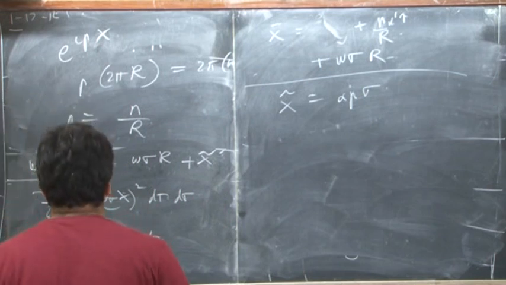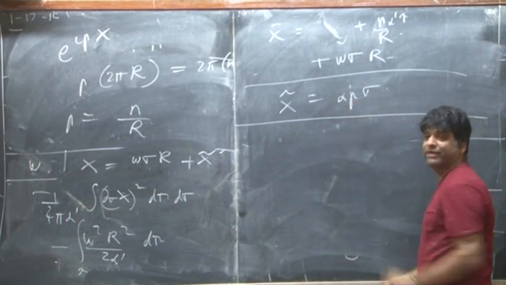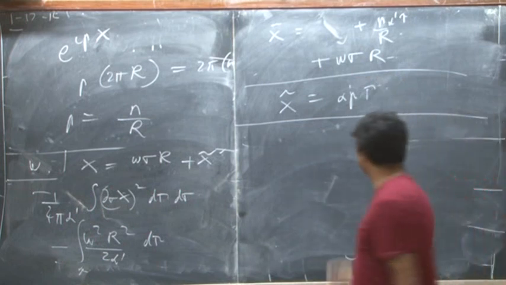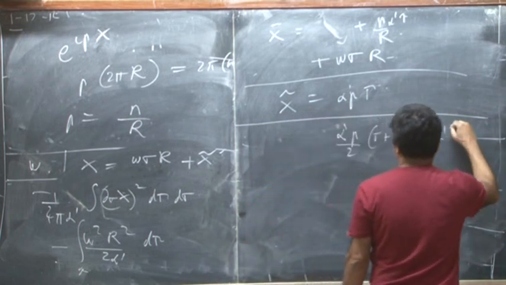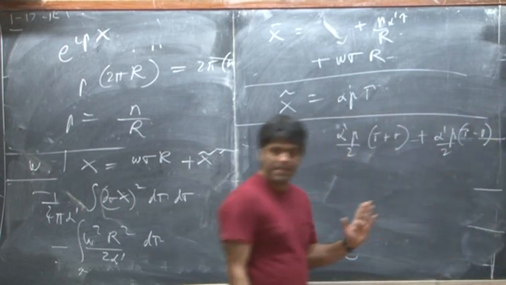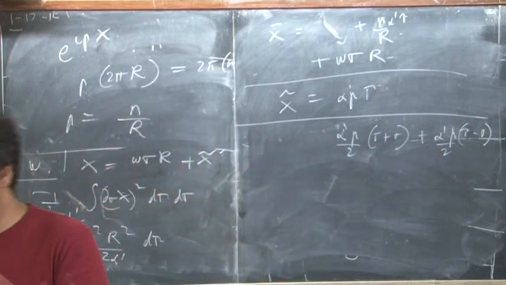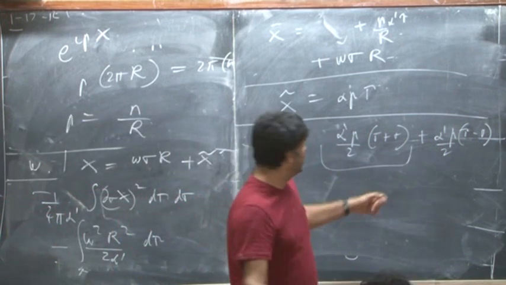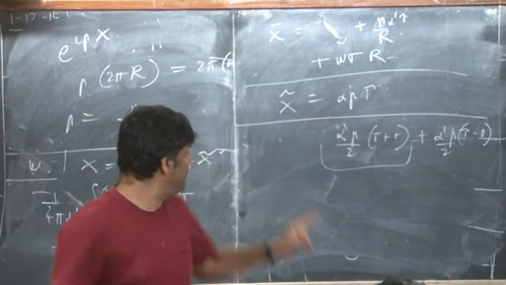Now, you may remember that what we did last time was break this up into a left moving and a right moving part. We call this alpha prime p by 2 (tau plus sigma) plus alpha prime p by 2 (tau minus sigma). When we broke up x into a left mover and a right mover, this we grouped with the left mover, and this we grouped with the right mover, because this was right mover and that was left. Let's do the same thing with this mode expansion.